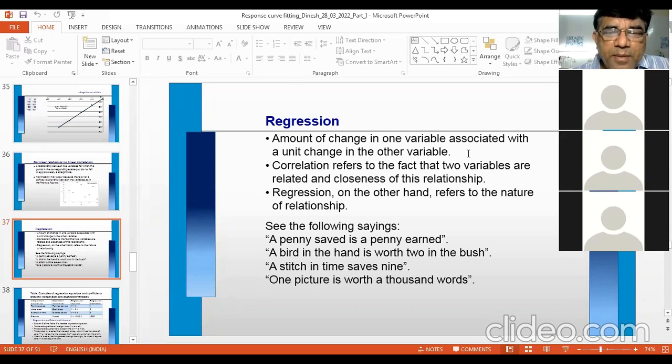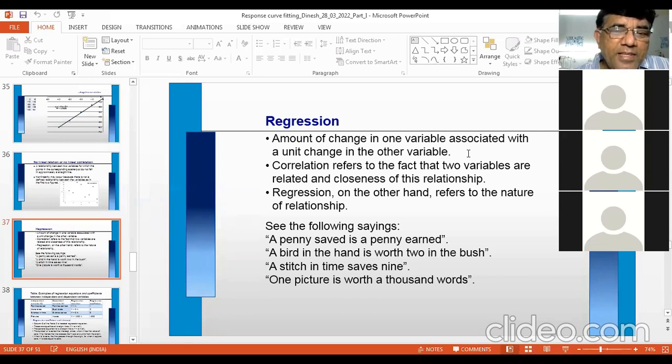A penny saved is a penny earned. A bird in hand is worth two in the bush. A stitch in time saves nine. One picture is worth a thousand words. So you are seeing there is some kind of relationship between two variables.